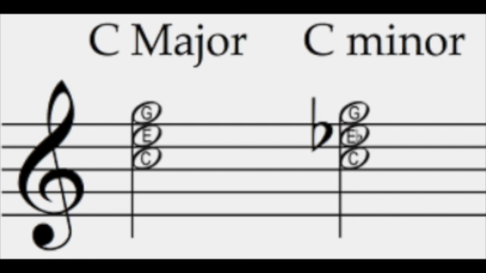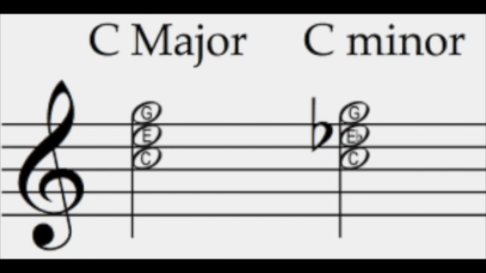The difference between major and minor is that the relationship between the root and the third is what makes the chord sound major or minor. So, how does that sound? A major chord sounds like this. Okay, that's a C major, C, E, and G.